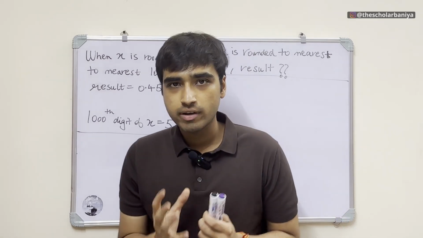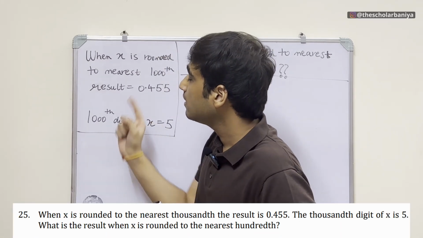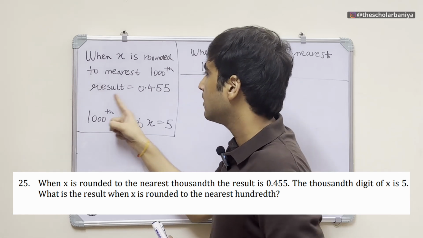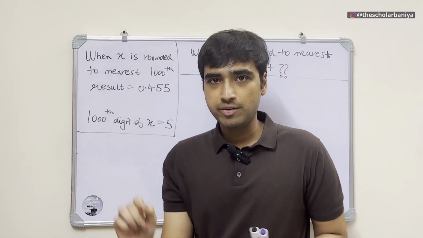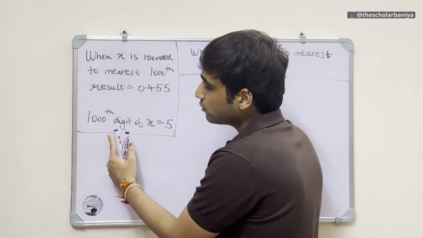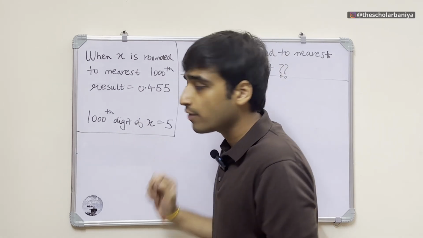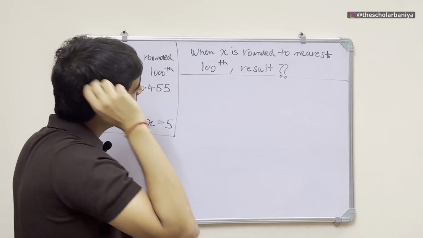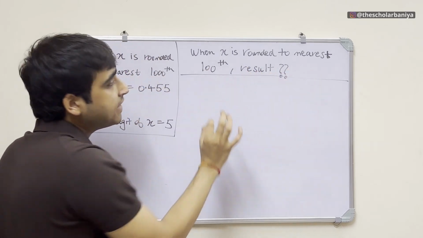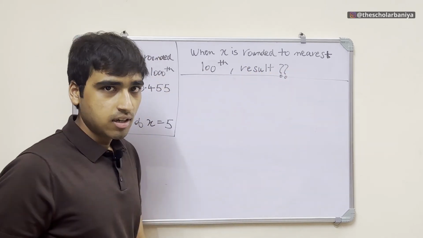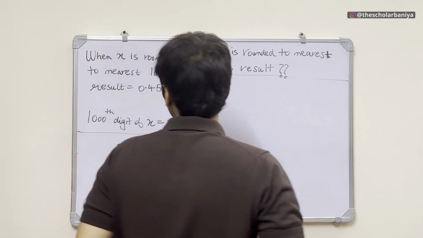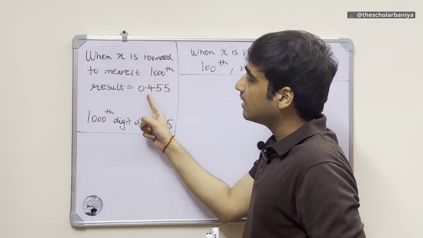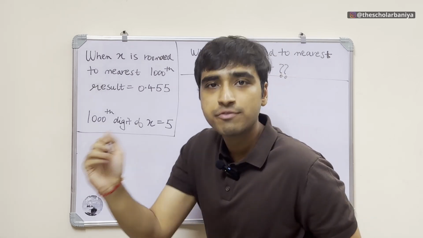So let's move on to the next question, guys. In this question, we are given that when x is rounded to the nearest thousandth, the result is 0.455. We are also given that the thousandths digit of x is 5, right? And we are asked to calculate what the result is when x is rounded to the nearest hundredth. So we know that when x is rounded to the nearest thousandth, the result is 0.455.